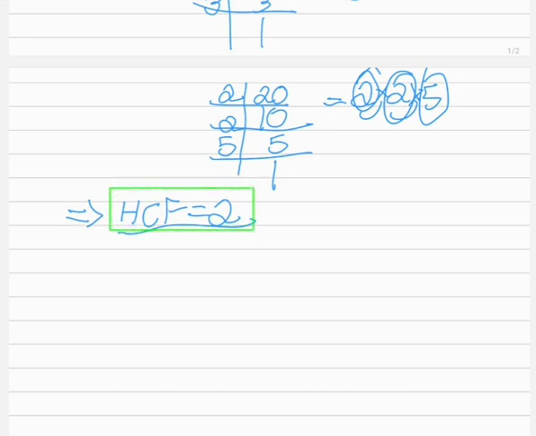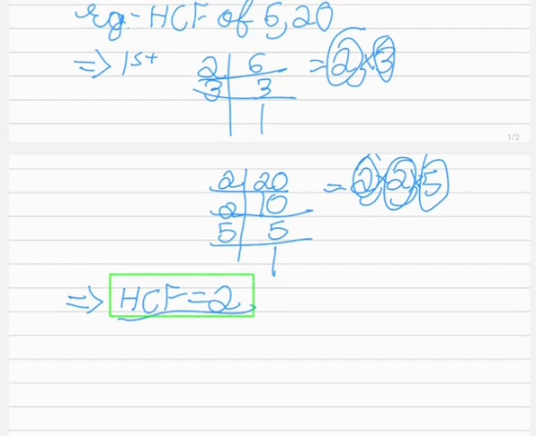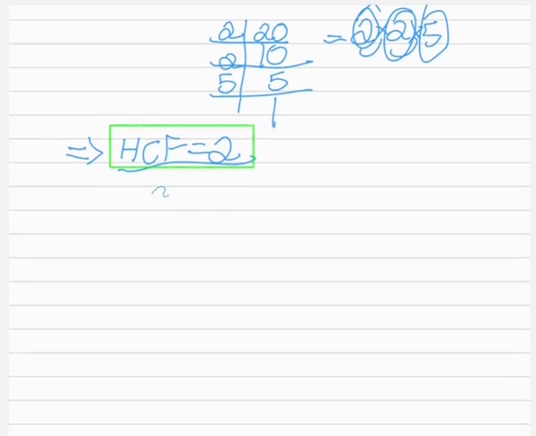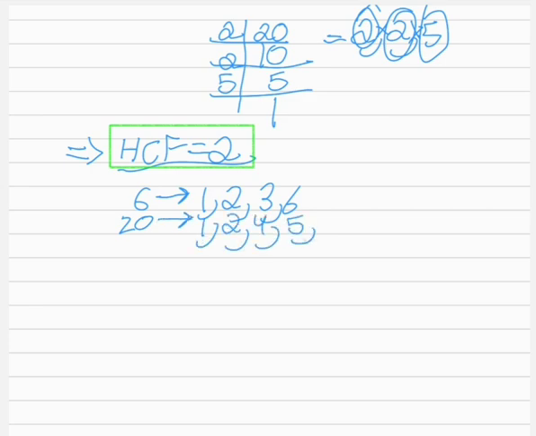And you can check with the listing method, or with any other method. The listing method says that the factors of 6 are 1, 2, 3 and 6, and the factors of 20 are 1, 2, 4, 5 and so on, and some different ones, because 6 is not a factor of 20. So see, 2 is the only common factor.